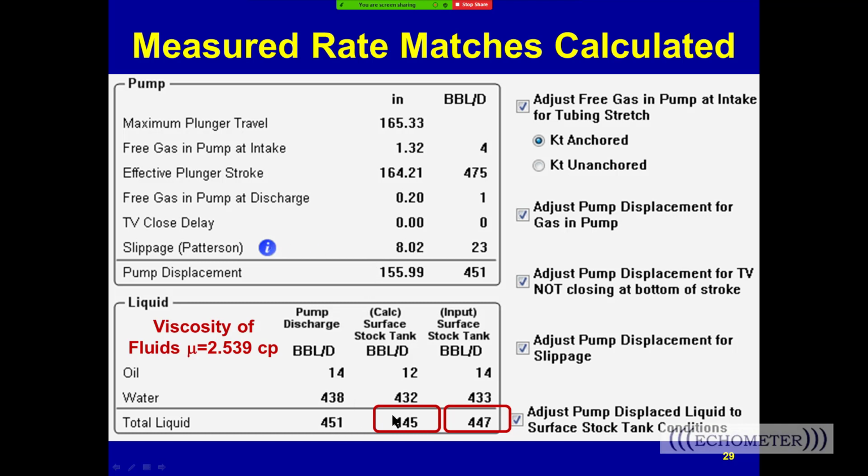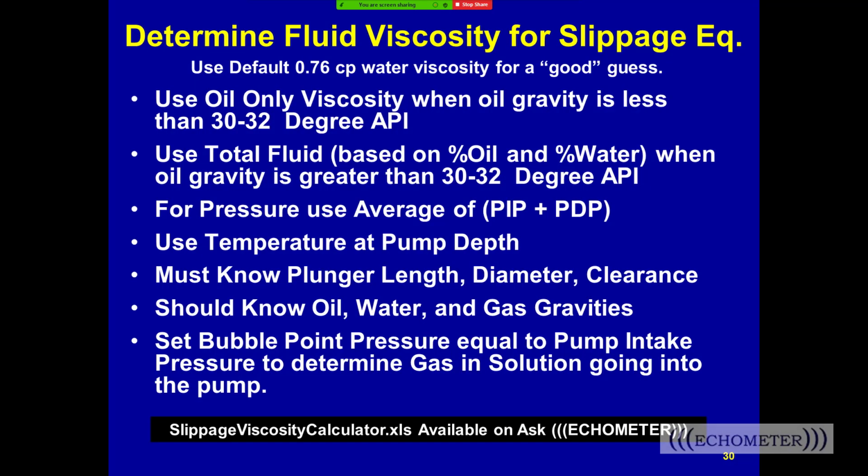And then we've calculated, using a fluid viscosity of 2.53, a good match based on what's actually produced by the well. If we use a viscosity of 2.539, it matches, but it doesn't match if we use a lot higher, a lot more slippage, like the 0.76 viscosity. So this is an example of a well where higher viscosity is required to get a good match. All right, so this kind of talks about viscosity.